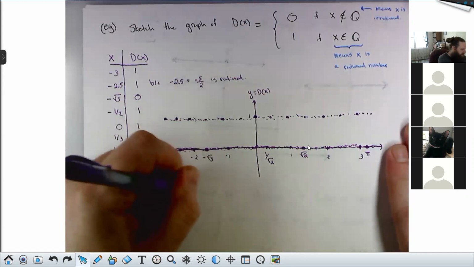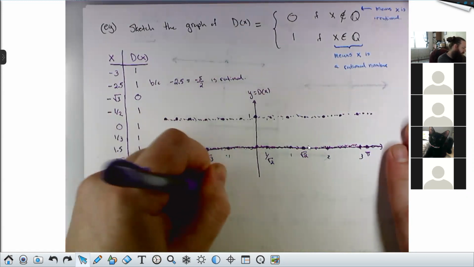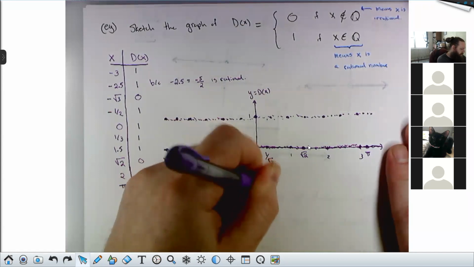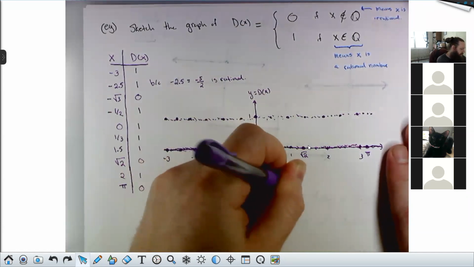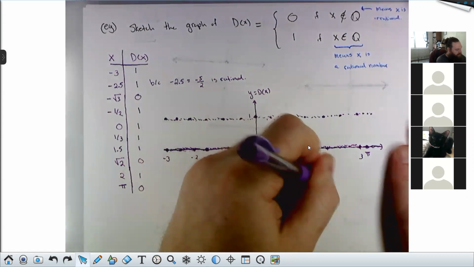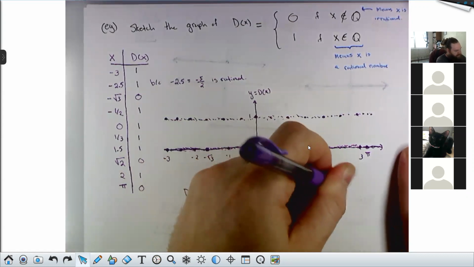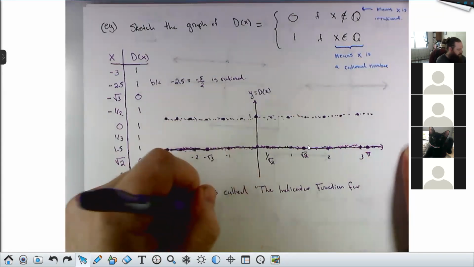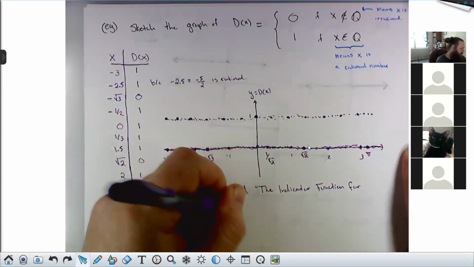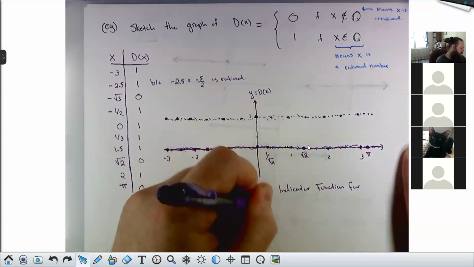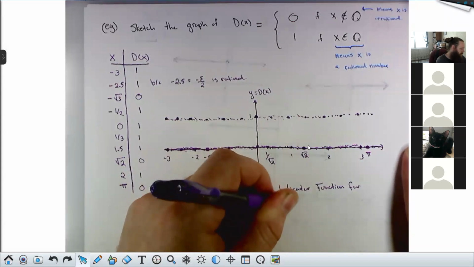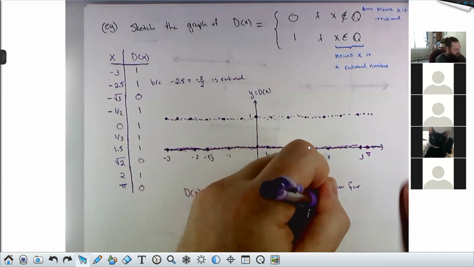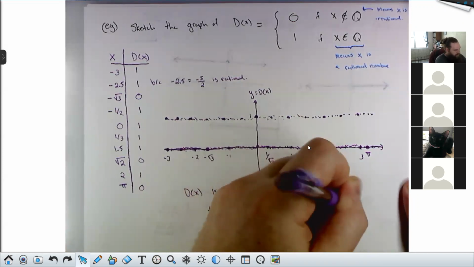So d of x is called the indicator function for the rational numbers. Or just simply the Dirichlet function.